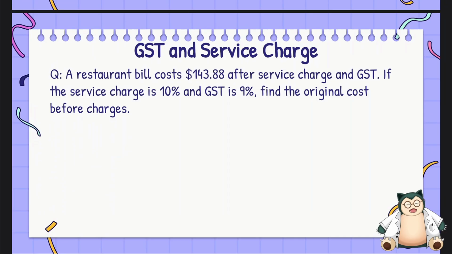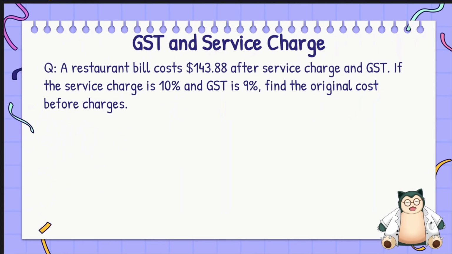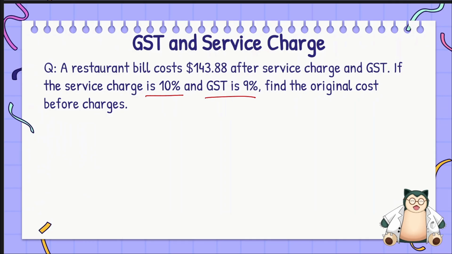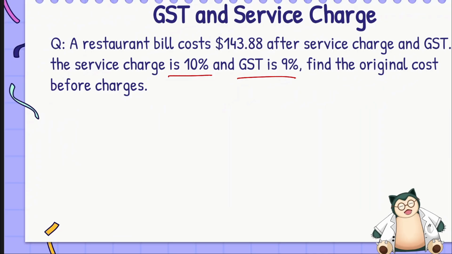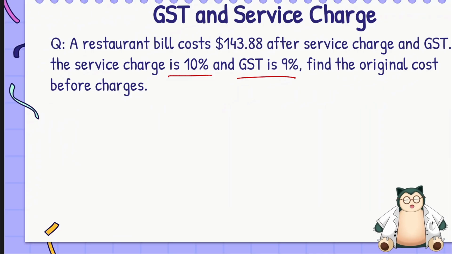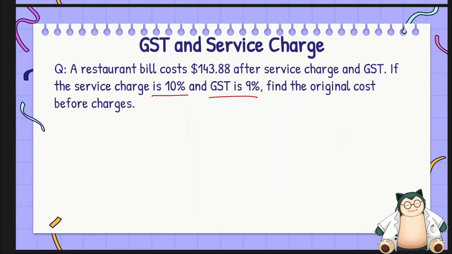Okay, for the last question. A restaurant bill costs $143.88 after the service charge and GST. If the service charge is 10% and the GST is 9%, find the original cost. Okay, so we have to work backwards. Okay, now this is a bit tricky, so try to bear with me first.